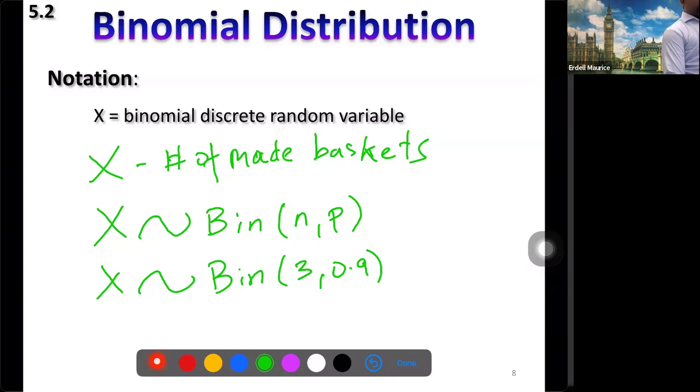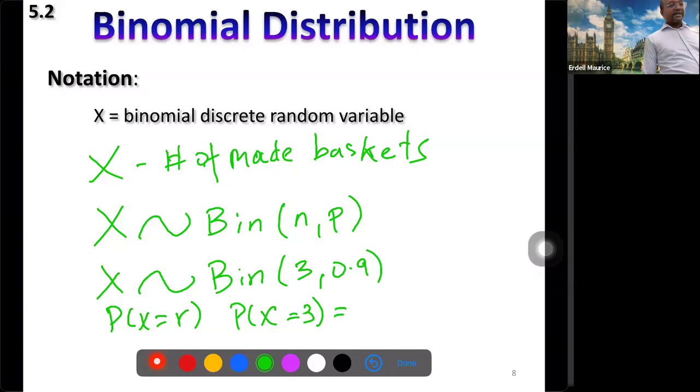And then I can write this right here, the probability of X equals R. So this is the probability that the number of made baskets is R. In real life, you'll see this right here. What's the probability that he makes all three? The probability that the number of made baskets equals 3. And then we will show you how to calculate this probability in a second. But literally, this reads, find the probability that the number of made baskets is 3. Or find the probability that the number of made baskets is 0. Questions there?